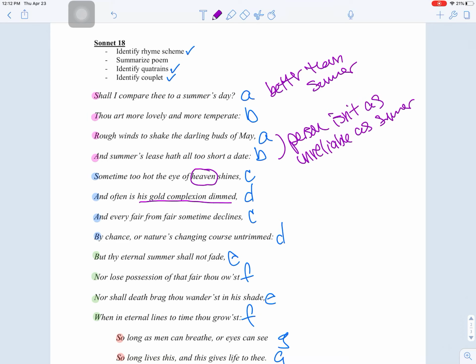So let's think about that for a minute. If any of you have ever seen the Disney movie Snow White, the evil queen always asks her mirror, who is the fairest of them all? So in this instance, the word fair means beauty. So we have two lines about a gold complexion dimming and beauty declining. And why is that beauty declining? "By chance or nature's changing course." Okay, right? Your beauty fades as you get older.